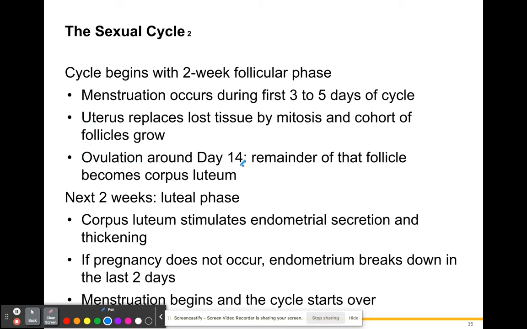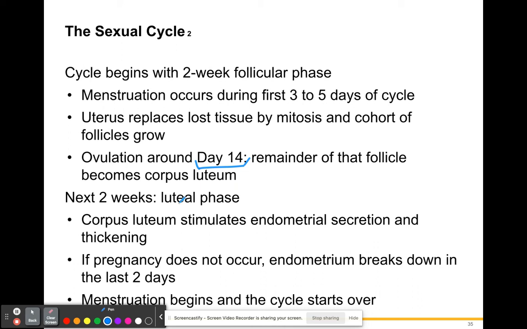Ovulation occurs around day 14. A lot of people, when trying to plan the best time to try to have a baby, think it's more towards the beginning of this menstruation cycle. It's actually dead in the center. So 2 weeks after your previous period would be the best time to try to have a baby.